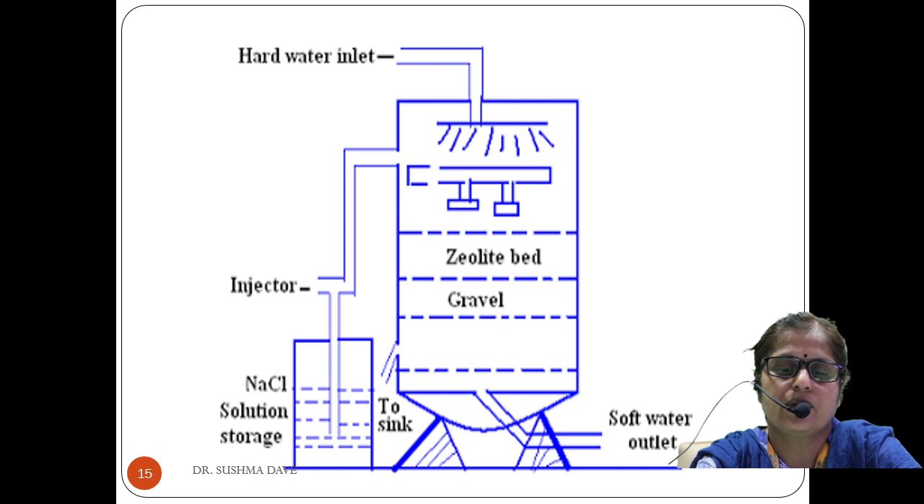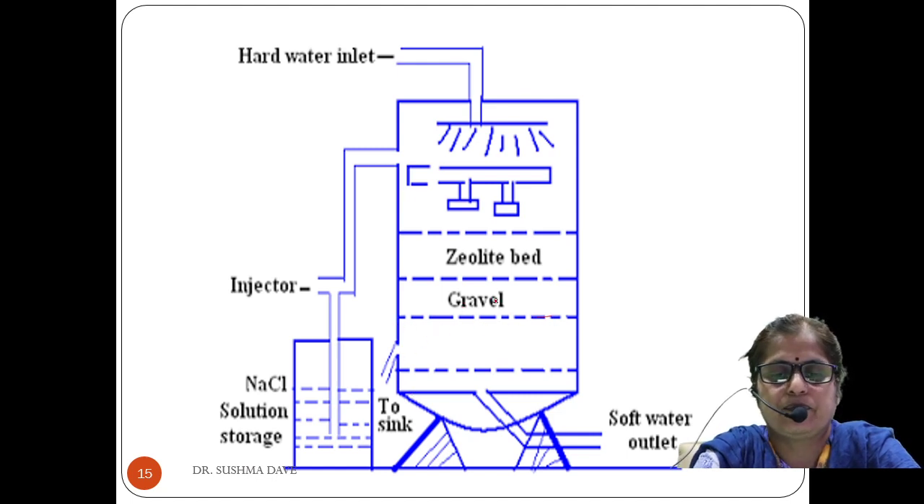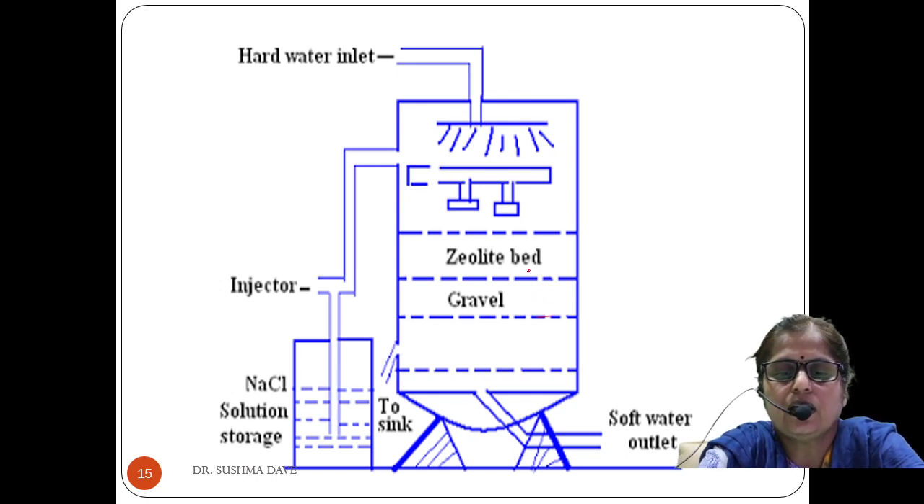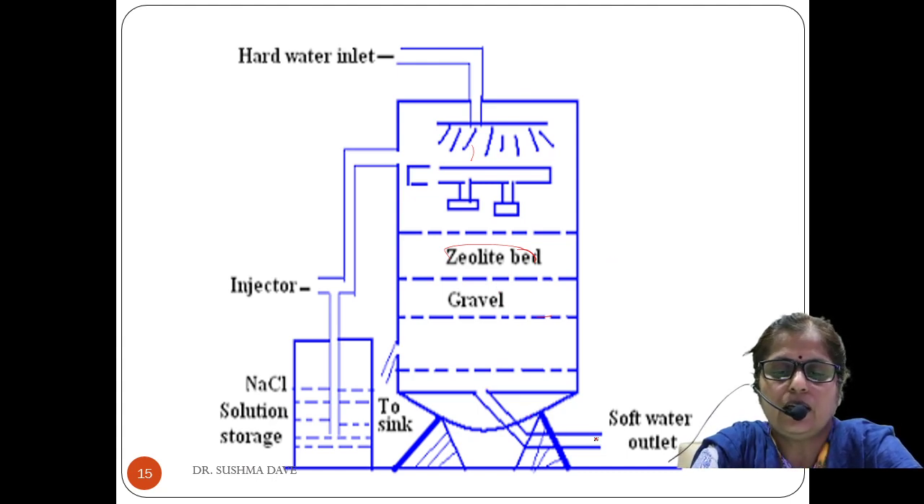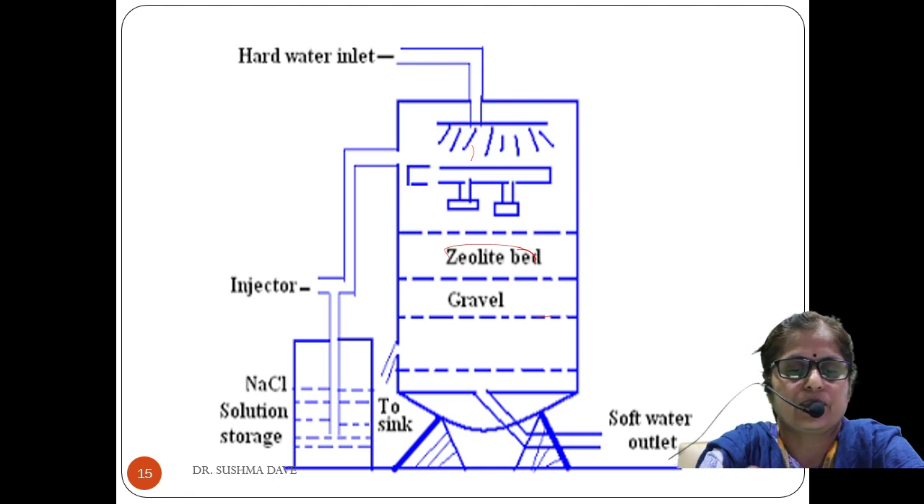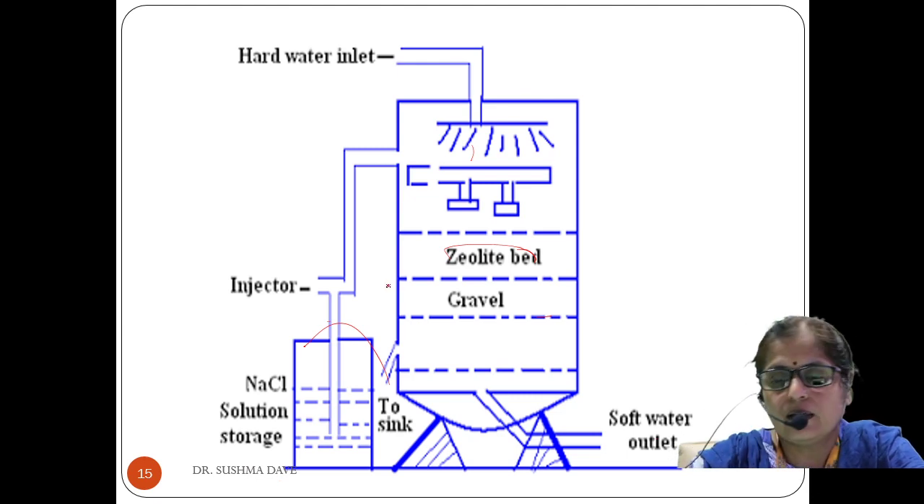This is a line diagram where a vertical cylinder is made. At the lowermost end there is a layer of gravel which is placed on a wire mesh. This gravel doesn't have any function, it just supports the zeolite bed. The granules of zeolite are placed over the gravel bed, and from here the hard water is passed. The hard water moves through the zeolite bed and from the lower end of the tank we get the soft water as outlet. Here this process is for NaCl, which will be explained in the coming slides.